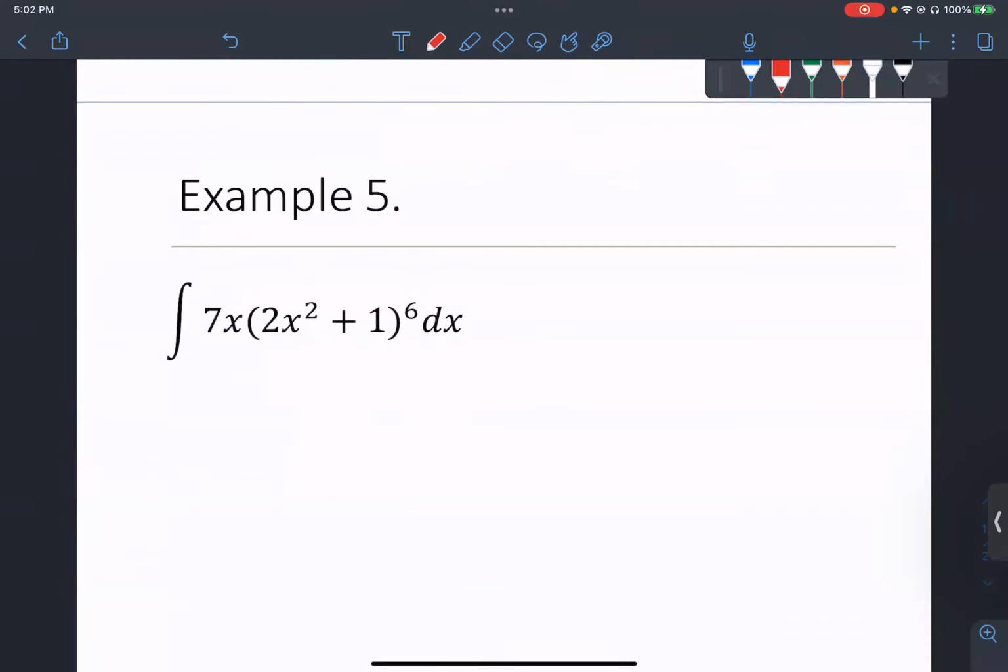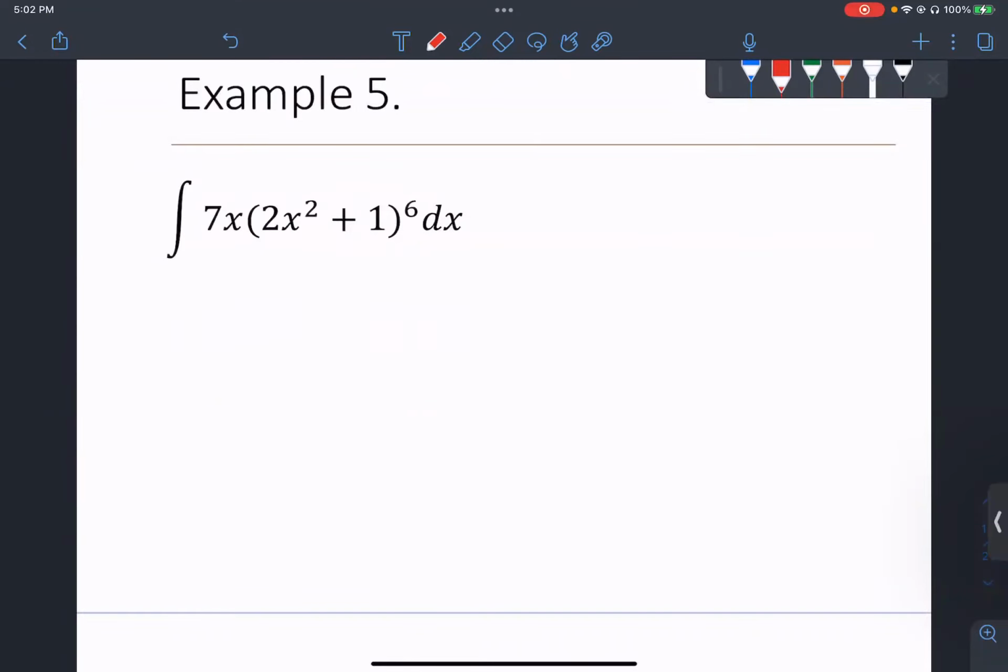Kasi there are cases, for example, in here. Can I distribute 7x to 2x squared? Yes or no? No po, sir.